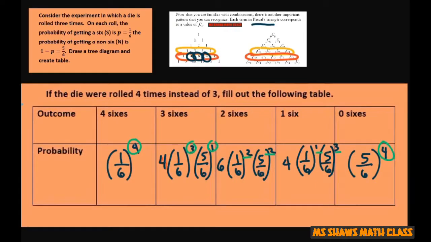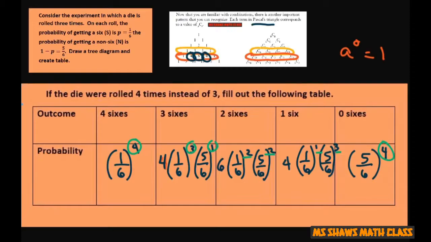You could also put, if you want, 5/6 to the 0, but that's a little excessive or redundant, so that's why we don't put it. Remember, anything to the 0 power equals 1. So let's take that back out.